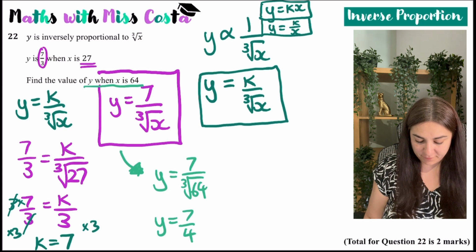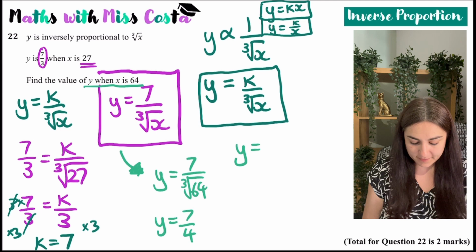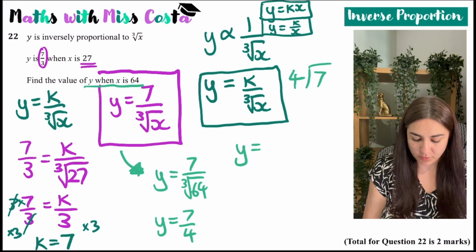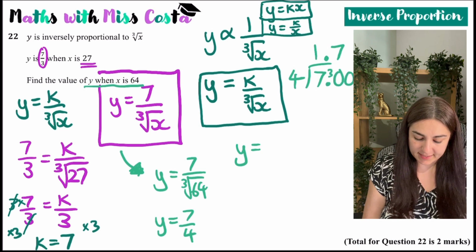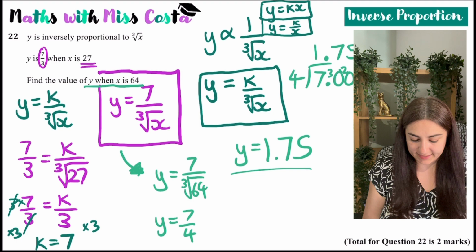And it's asking for the value, so I don't know whether it means decimal or fraction, but let's just do 7 divided by 4 just to be sure. 4s into 7 go once. I run out of numbers, so I'm going to put zeros. Remainder 3. 4s into 30 go 7, remainder 2, and 4s into 20 go 5. So 7 over 4 is 1.75.